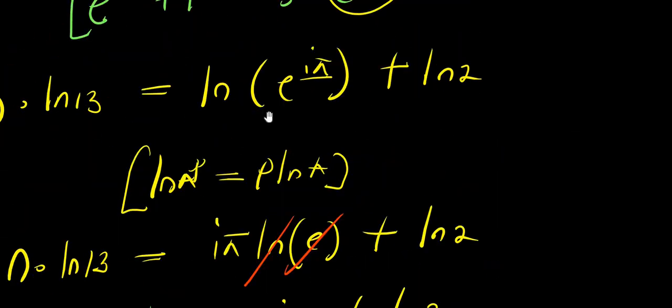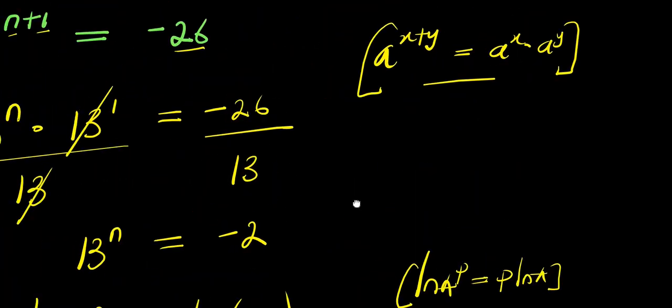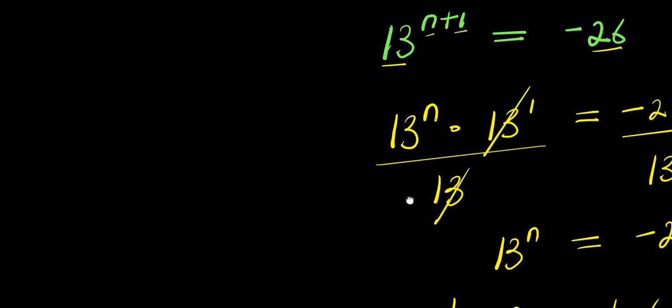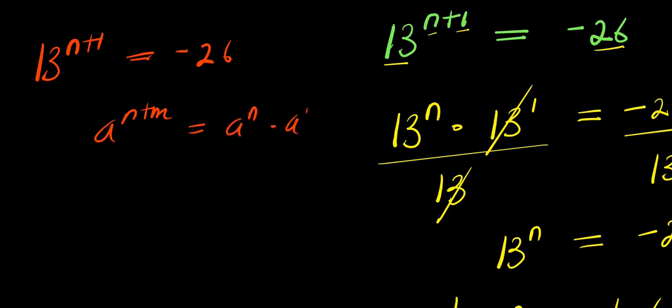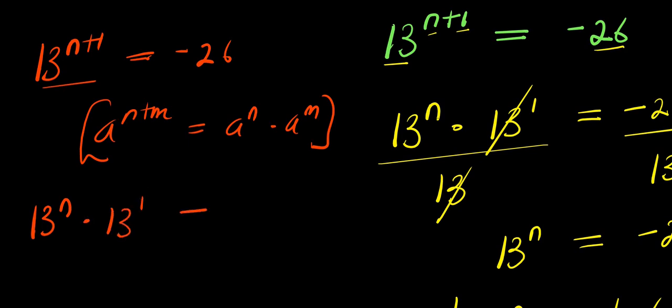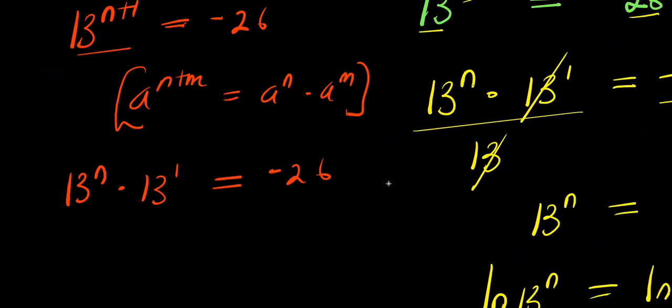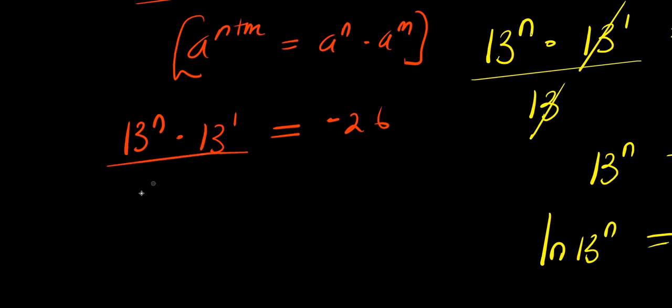Now let's solve this using another method entirely. So the question remains the same. We have 13 power n plus 1 equals negative 26. Now remember, a power n plus m equals a power n times a power m. So applying that here, we have 13 power n times 13 power 1 equals negative 26. So we divide this by 13.